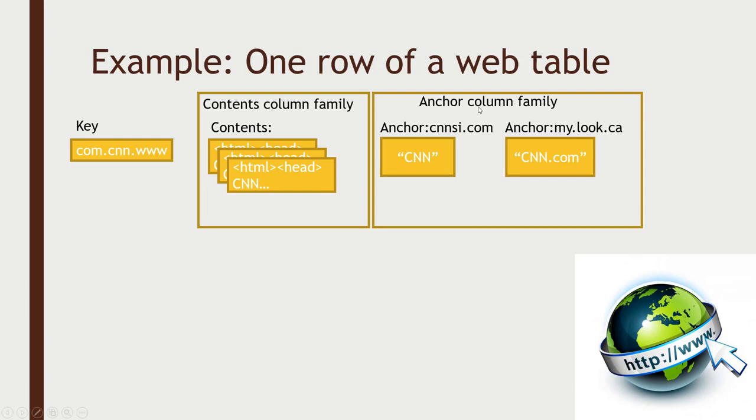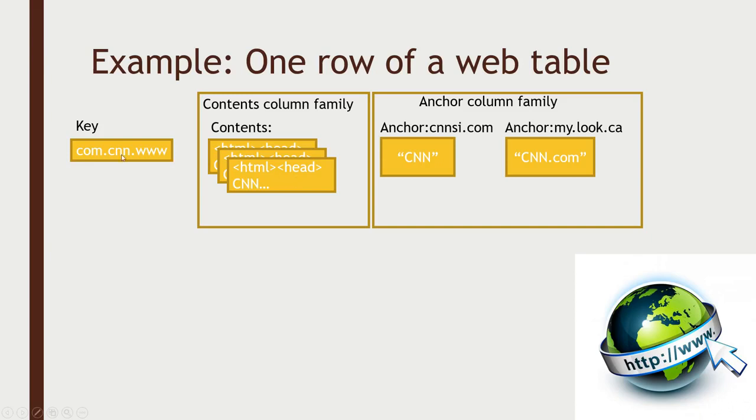So they've set things up into a couple of column families in this example. One is the contents column family. And there's only one column within this column family, contents itself. But you can see they're using the versioning feature to actually keep 3 copies of the contents of this page.